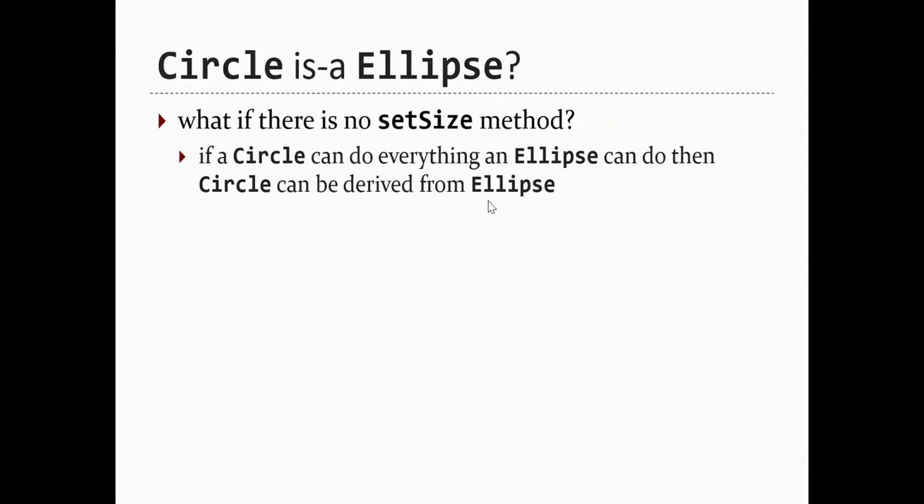Okay, so that's fine. What happens if you make an ellipse class and then you subclass it with circle, but there is no setSize method? It might be okay to do this. As long as a circle can do everything an ellipse can do, then circle is allowed to be derived from ellipse. As soon as circle can't do something that ellipse can do, then circle can't be safely derived from ellipse. All right, anybody have any questions so far?